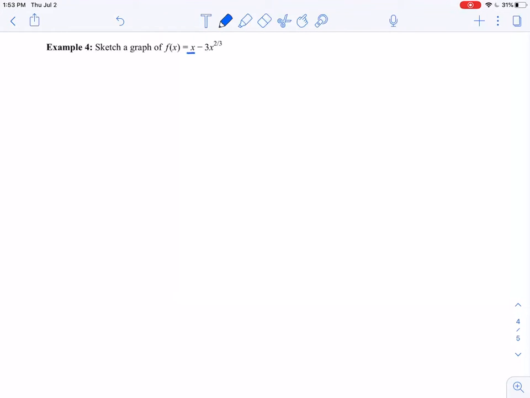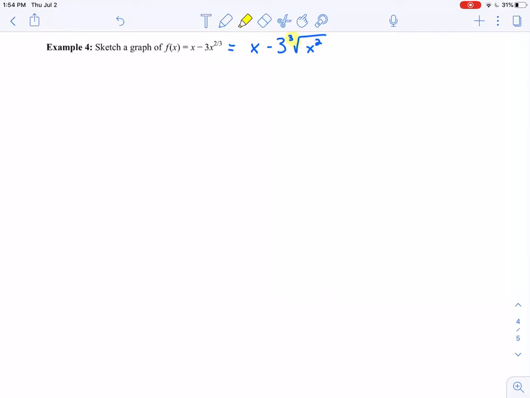Here I've got two separate terms. I can look at the domain of each one of those separately. The domain of x is not going to give us any issues. x is just a linear function. It's a polynomial. Domain of that is negative infinity to positive infinity. Negative 3x to the 2/3, though, on the other hand, you may have some concerns about that term. But remember, I can rewrite this as x minus 3 times the cubed root of x squared.